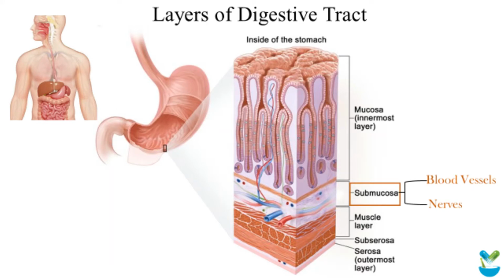The third layer is the submucosa, which has blood vessels to supply oxygen and nutrients to the gut cells, and the nerves. The innermost is the mucosa, which has different types of cells. We will discuss the different types of cells of the mucosa in the next few slides.